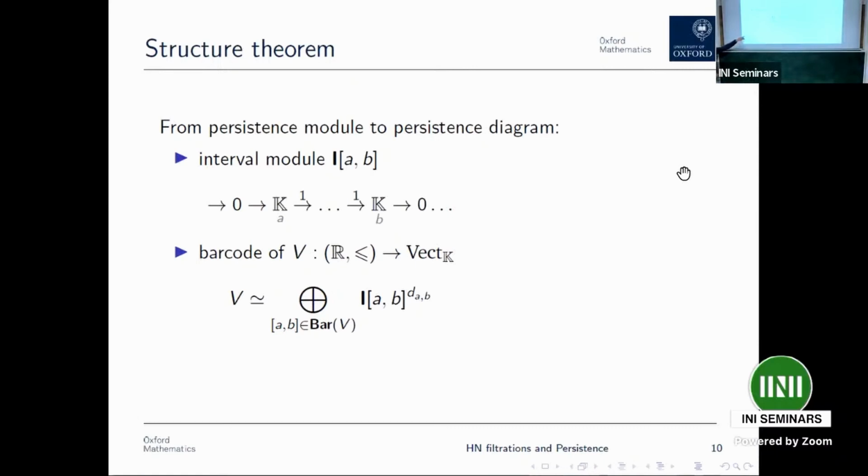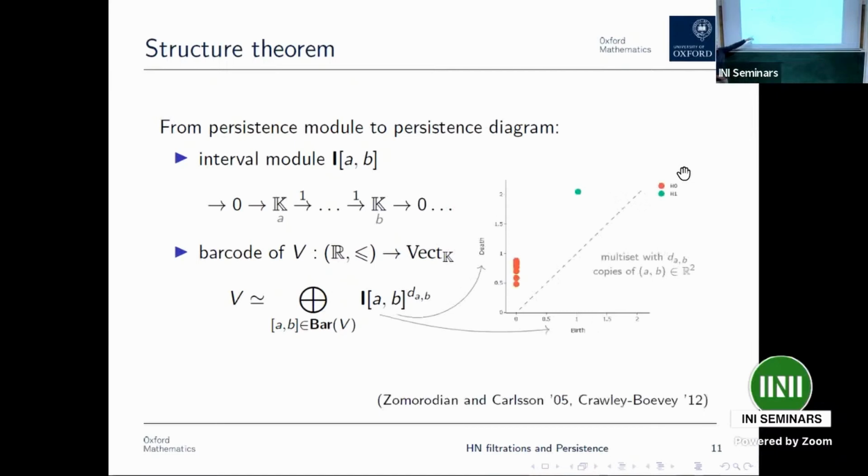Those indecomposable persistence modules are of the following form. They are called interval modules. Given some interval in R, the spaces involved in it are of dimension 1 between A and B and 0 outside, and all the maps between non-zero spaces are identities. And so what we do is we take our persistence module, we compute this decomposition, and then for each interval module AB in our decomposition, we plot AB in the plane, and we get a multiset of points in the plane.